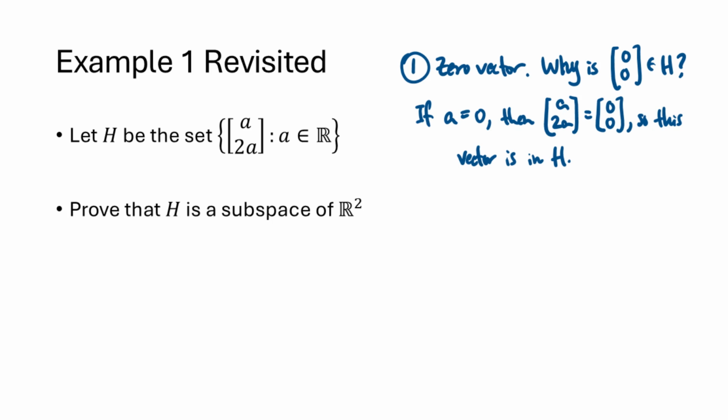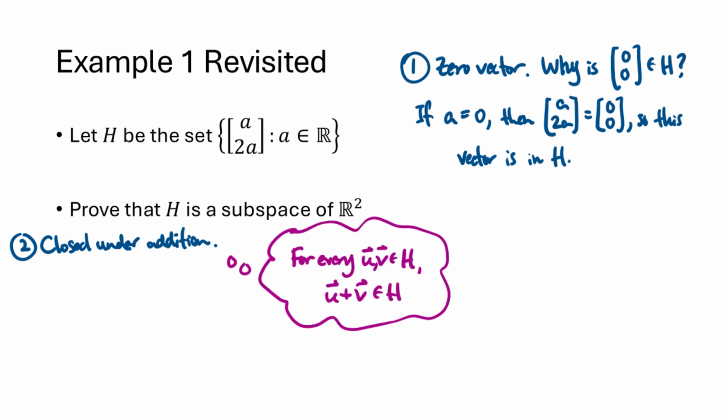But we're not done showing that H is a subspace. H has to have all three properties in order to be a subspace of R2. So now we have to prove that this set is closed under addition. Let's remember what that meant. That meant that every time we had two vectors in this subset, the sum of those two vectors had to be in our subset. And we can't just pick two specific elements out of H and add them together.